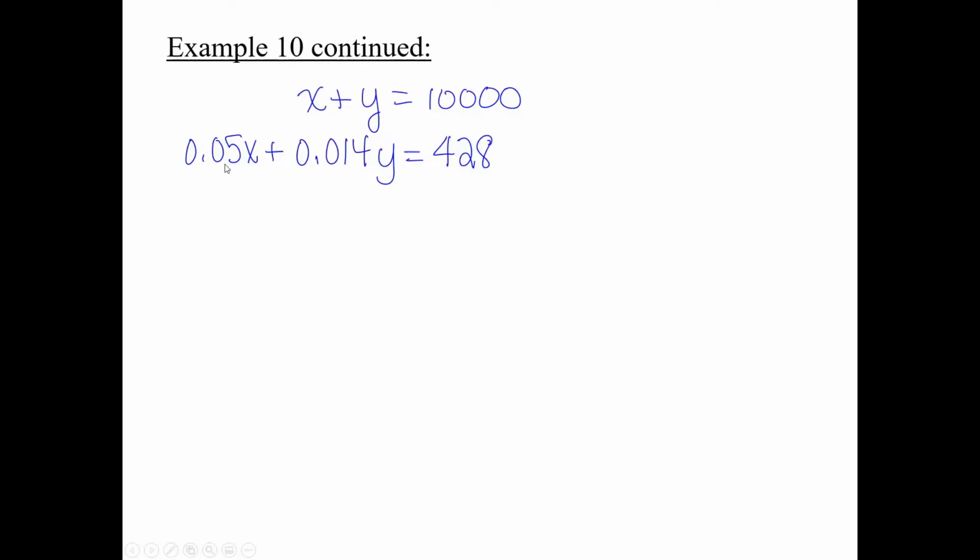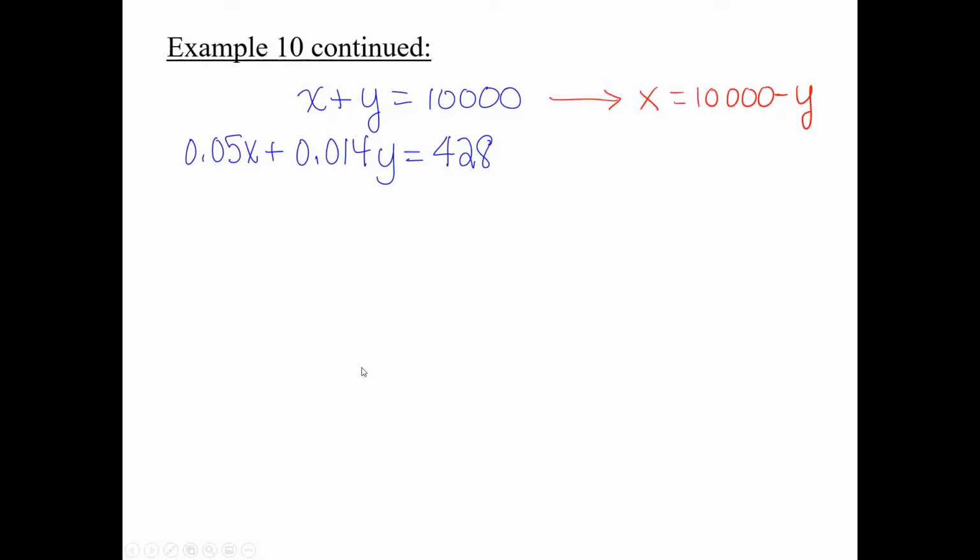Okay, this is the rate times the principal of the Perkins, rate times the principal of the aunt, and that equals the interest, because 1 is in each of these. Now, if it were for 2 years, then we would also have to have a times 2 on each of these.